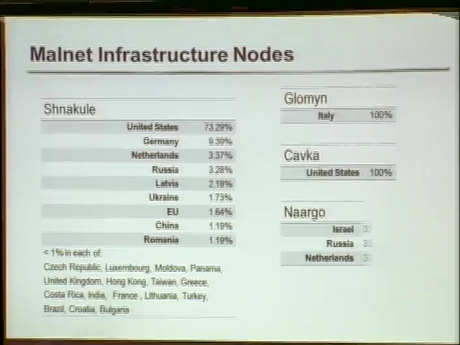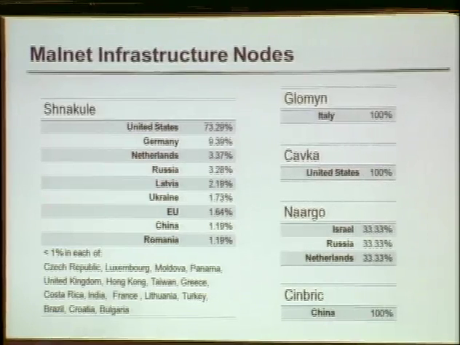Other malnets that we're tracking, they're not so diversified. Some are stuck in primarily one country. Nargo is divided up between 3. So it's interesting to see geographically where the bad guys are choosing to put their infrastructure.